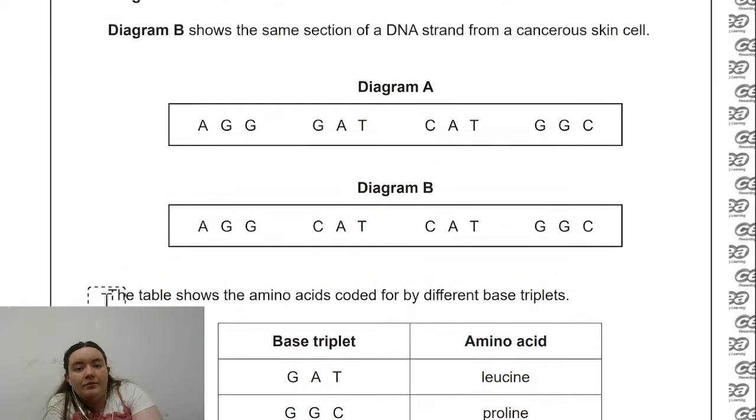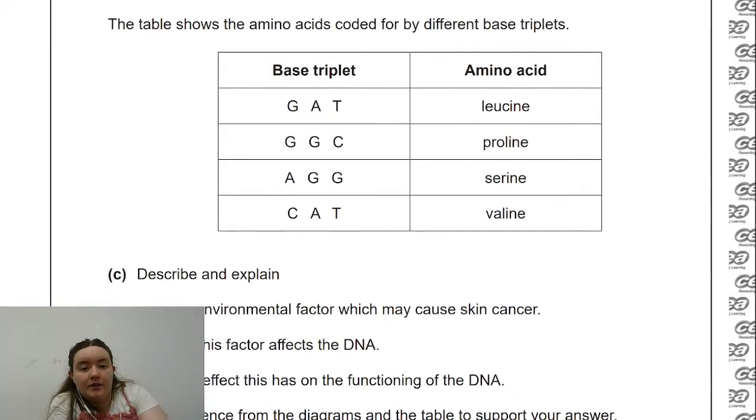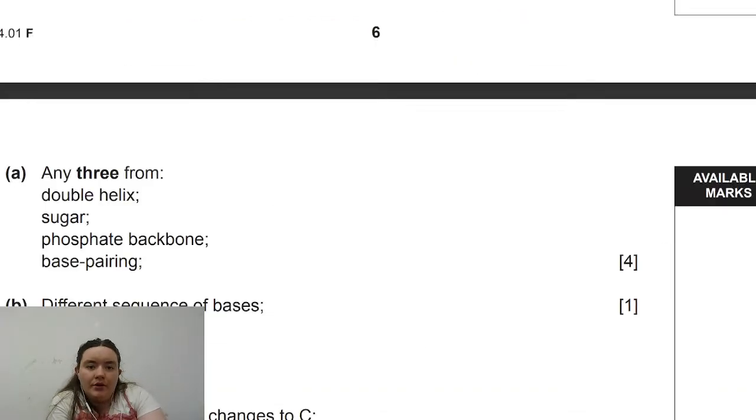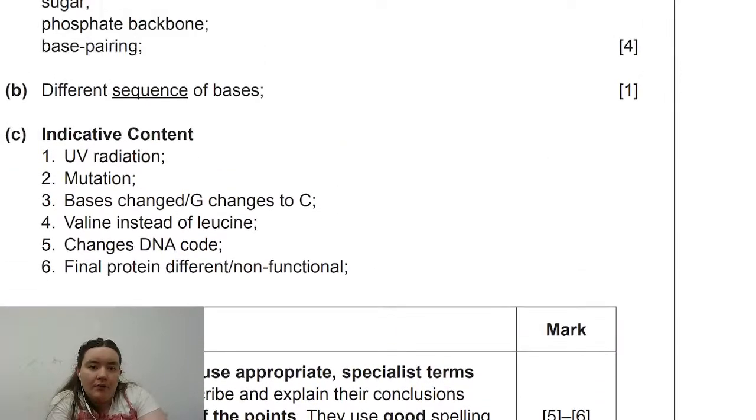So basically, the radiation you're exposed to through sunlight can cause a change in one of the bases in a base triplet, which changes the amino acid it codes for, and therefore changes what proteins the body can make, and that can lead to cancer. In their indicative content for this answer, they've got: the UV radiation leads to a mutation; the G is changed to a C, valine instead of leucine; this changes the DNA code; the final protein is different or cannot function.